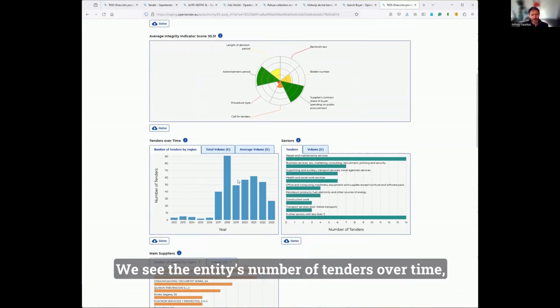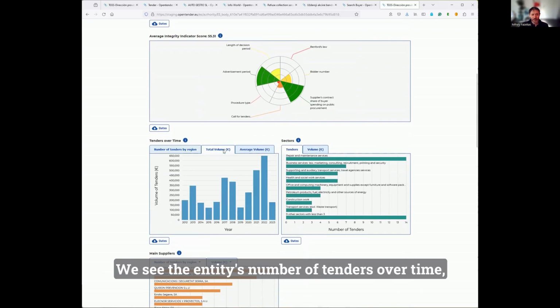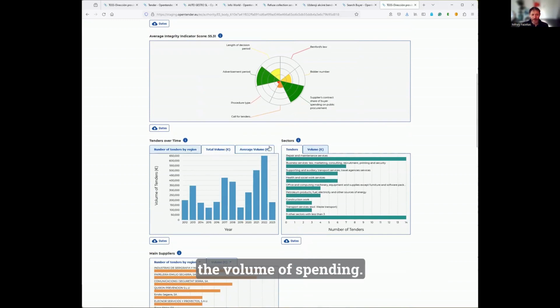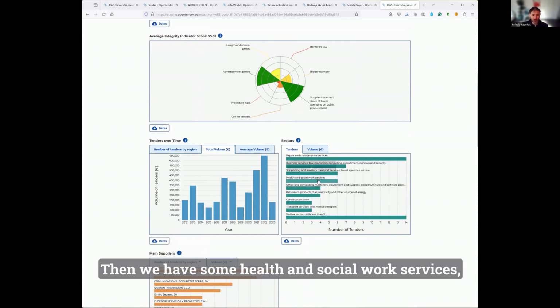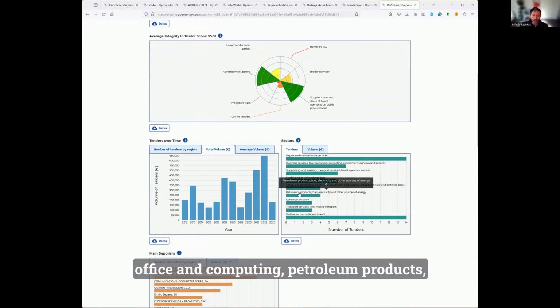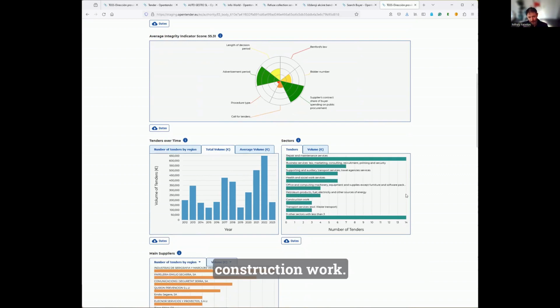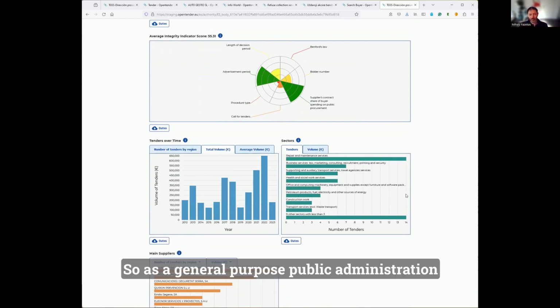We see the entity's number of tenders over time, the volume of spending. We can also see the tender numbers and tender volume by sector. You can see repair and maintenance services has the highest tender number. Then we have some health and social work services, office and computing, petroleum products, construction work. So as a general purpose public administration organization, spending is pretty diverse, right? So different markets, different entities.